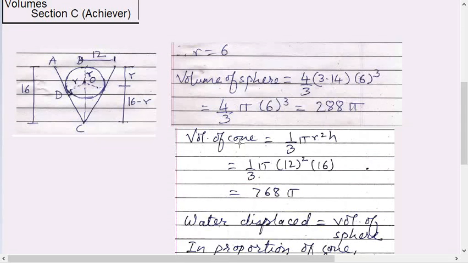Now volume of the sphere is 288 pi. Now volume of the cone is what? 1 upon 3 pi r square h. That is 1 upon 3 into pi, r is 12 into h is 16. Solve this again, and you will get 768 pi. This is the volume of the cone.